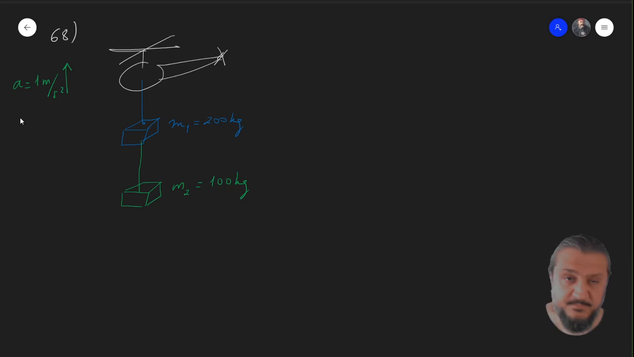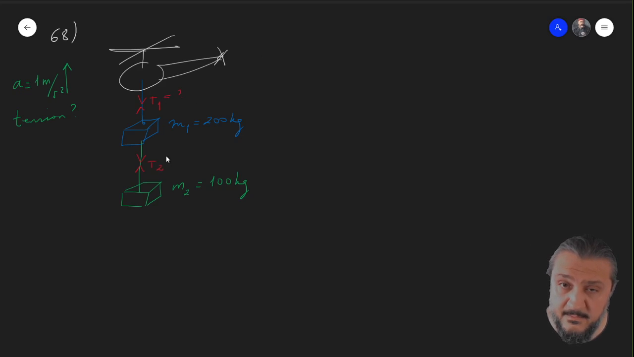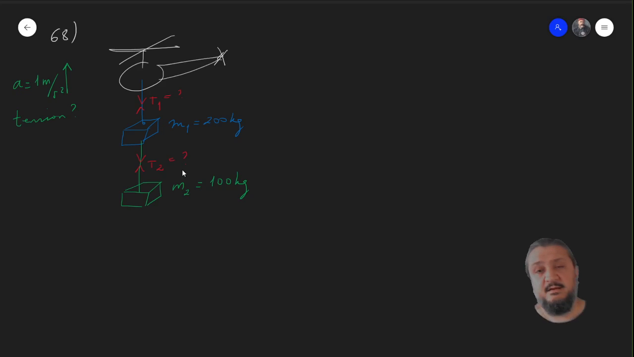Tension is the force in a cable. And we have two cables, so we're talking about two values for tension. Tension in the upper cable, let's call it T1, and now we have another one, T2, in the lower cable. So what are these? Now we have two unknowns. This problem has two unknowns, and we'll need two equations to solve this.